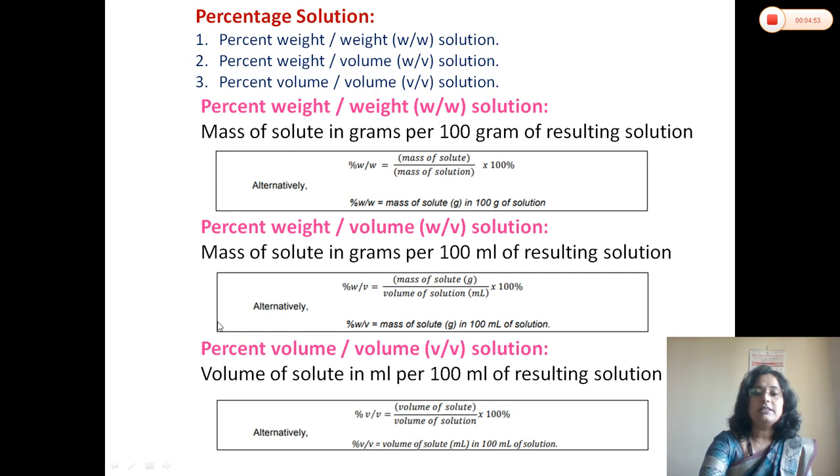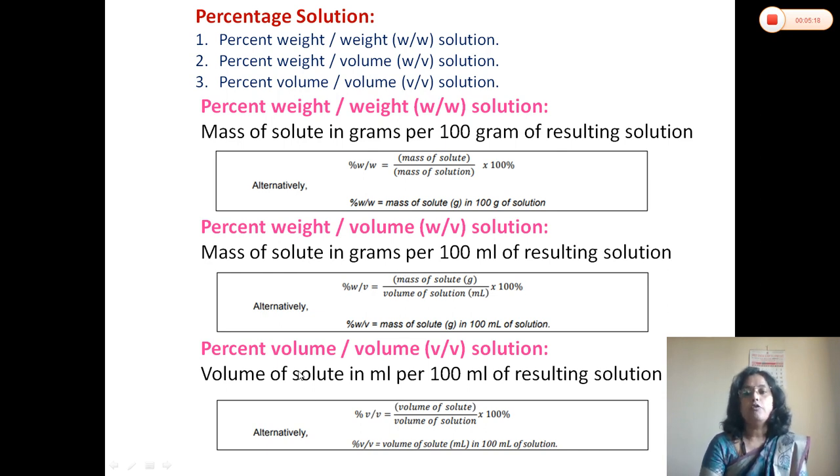The second one is the percent weight by volume solution. So what is weight by volume? It can be defined as the mass of solute in grams per 100 ml of resulting solution. This is denoted by percent W/V and given by the formula: mass of solute in grams upon the volume of solution in ml, into 100. So this is the percent weight by volume.